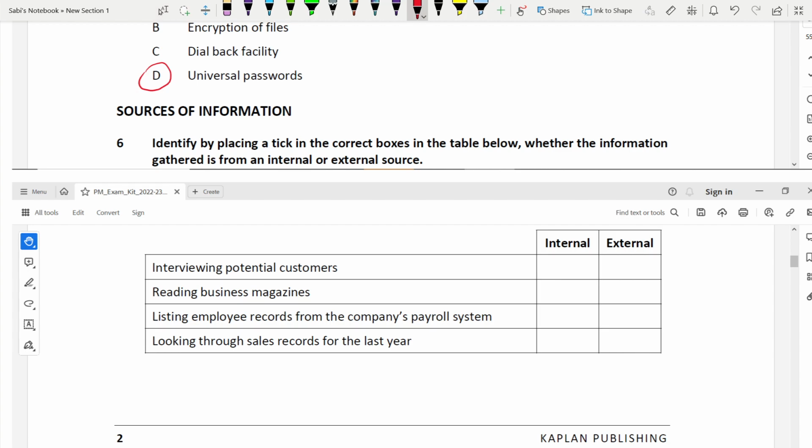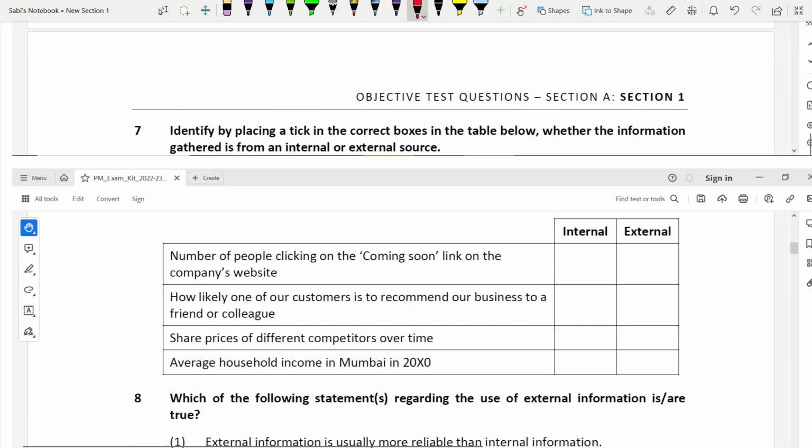external. Customers are outside the organization. Reading business magazine, again external. Listing employee records from the company's payroll system, internal. Looking through sales records for the last year, internal. So now you can understand the nature of questions that you will be tested on in section A, right? 7. It is similar to 6.